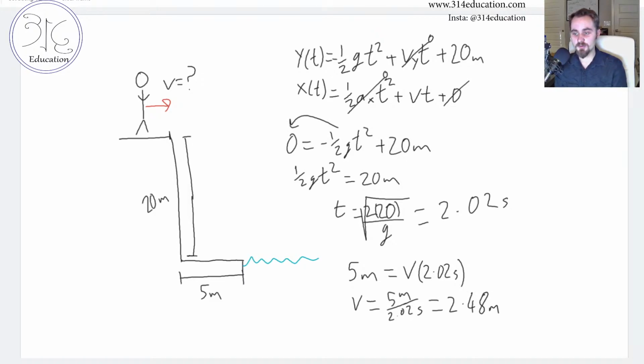So I need to achieve a speed of at least 2.48 meters per second if I'm going to safely clear these rocks and land safely in the water below. Yeah, any questions on how we set that up? Alrighty. Well, I think that's about all I have to say on kinematics.